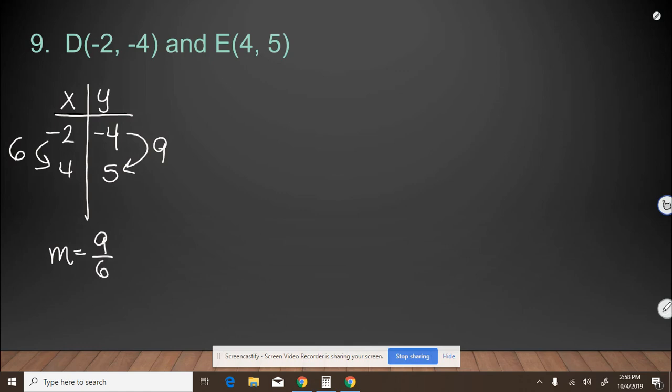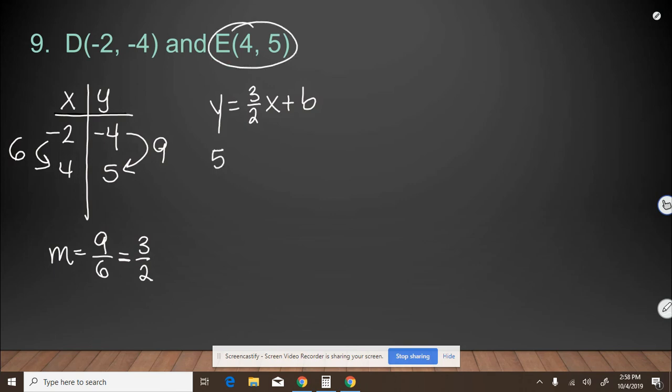Now, 6 doesn't go into 9 a whole number of times, so we're going to simplify. 9 and 6 can both be divided by 3, so we get 3 over 2. Now we sub that in for m. Y equals 3 halves x plus b, and pick a coordinate to plug in. So again, I want to try to avoid the negatives if possible, so I'm going to plug in e.